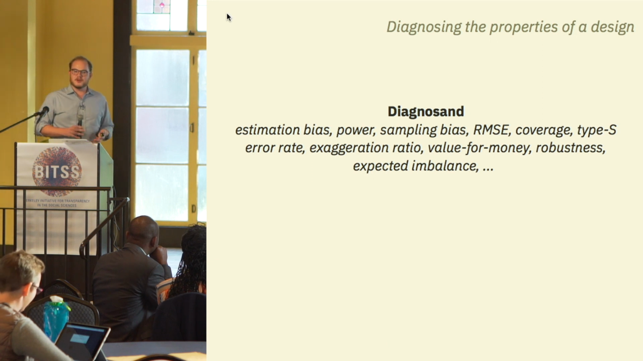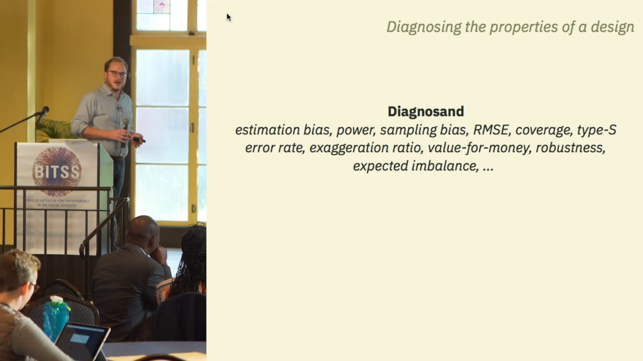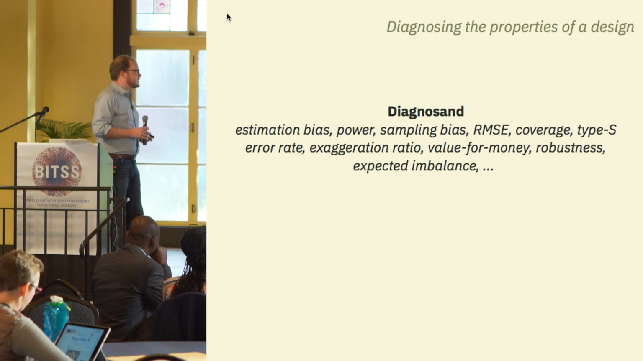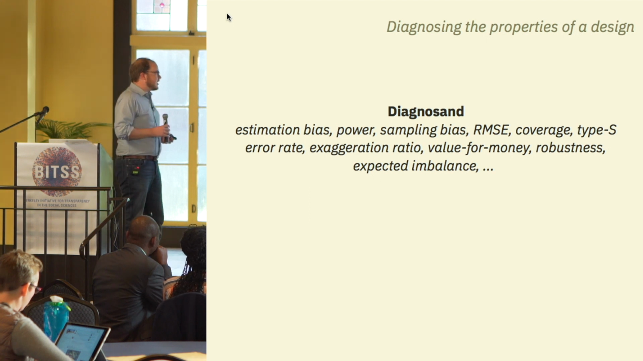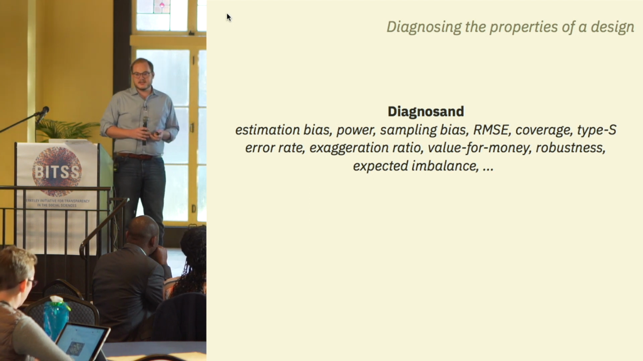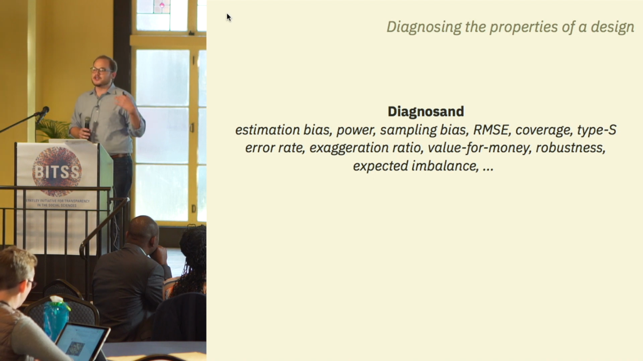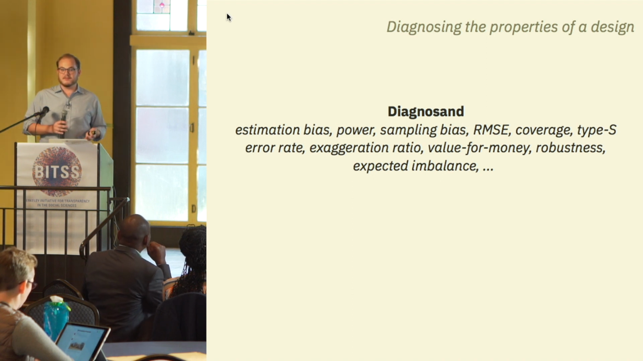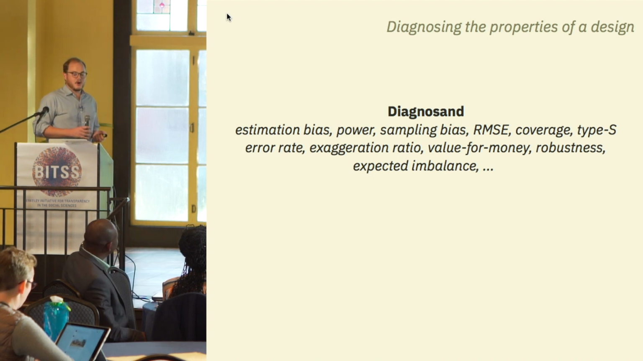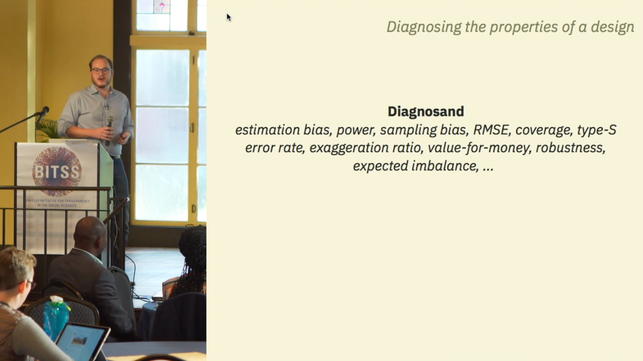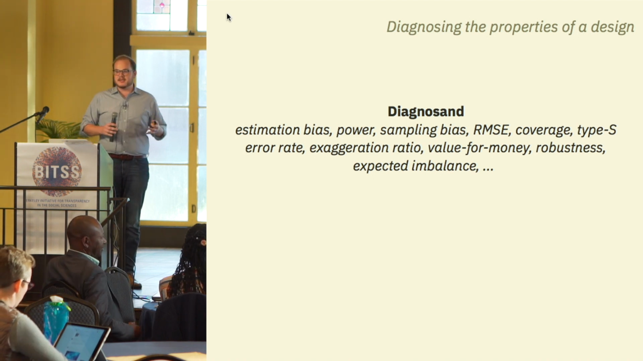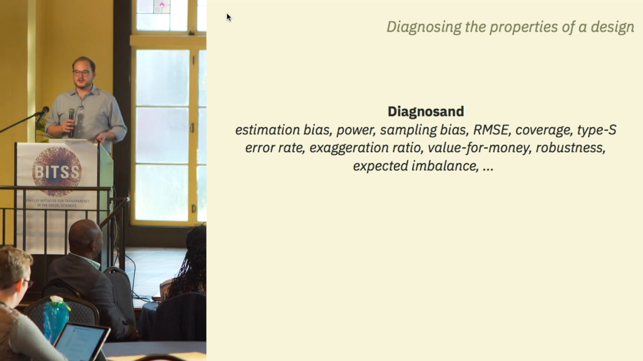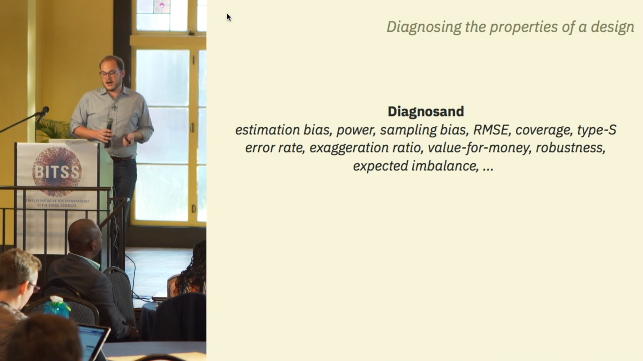There are a range of other diagnosands. Those are the two that I think we often think about, but thinking about it more systematically opens up a range of other possibilities: thinking about the type S error rate, how often we get the sign wrong in our estimates, the exaggeration ratio, how large in magnitude our errors in estimating the effect are. We could also think about the value for money of the treatment. So is this treatment worth carrying out given its cost, and the robustness of your answer strategy to different possible models of the world, and on and on.